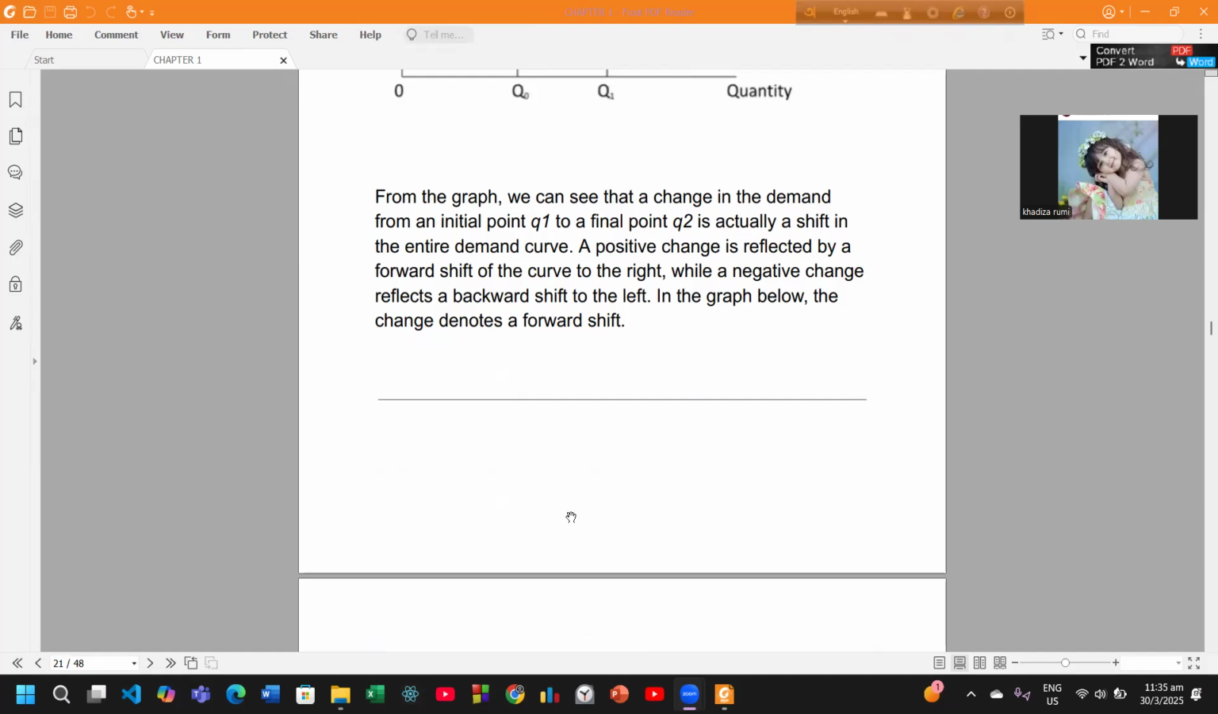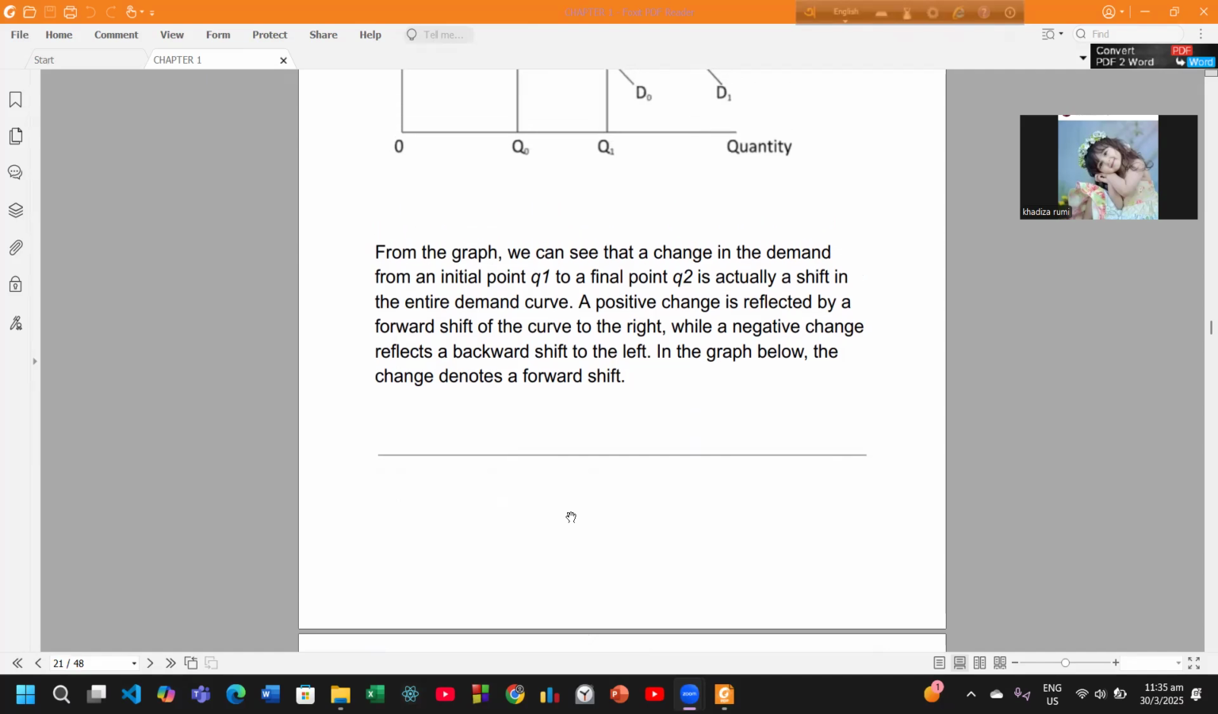How does demand work in real life? Now let's look at some real life examples. During festival seasons, demand for clothing and gifts increases. Similarly, if fuel prices rise, the demand for public transport and ride sharing services may increase as well.